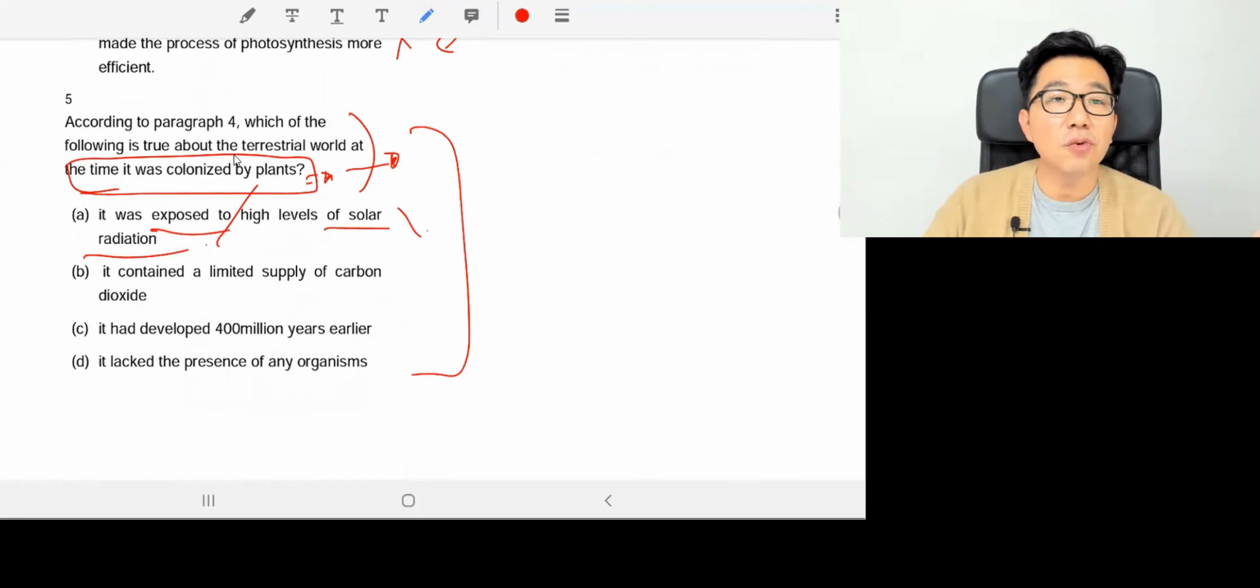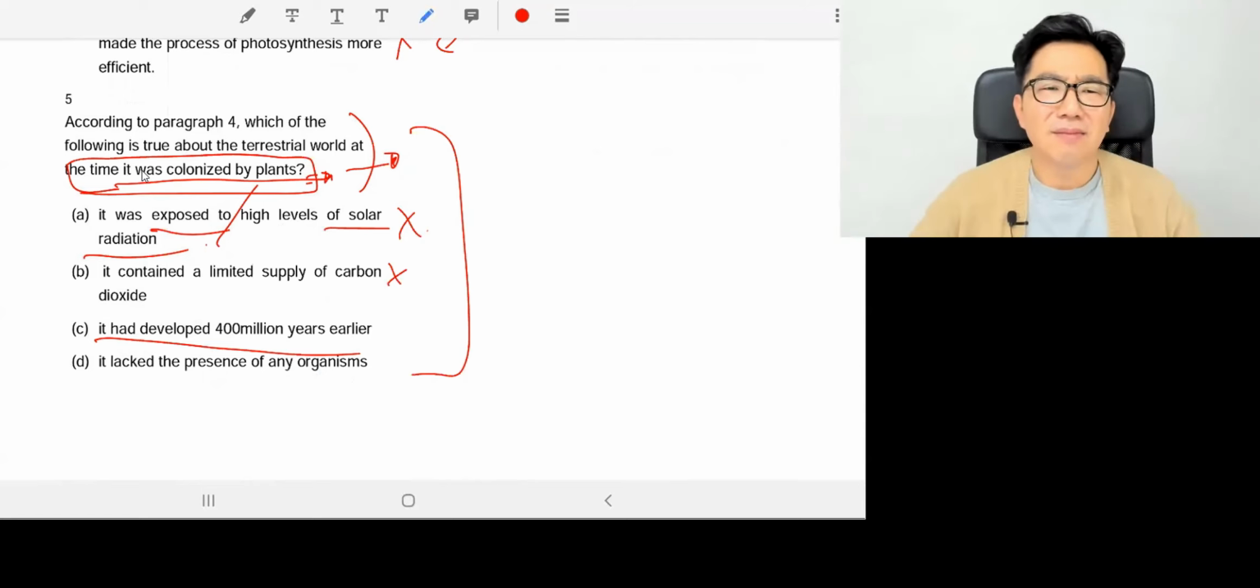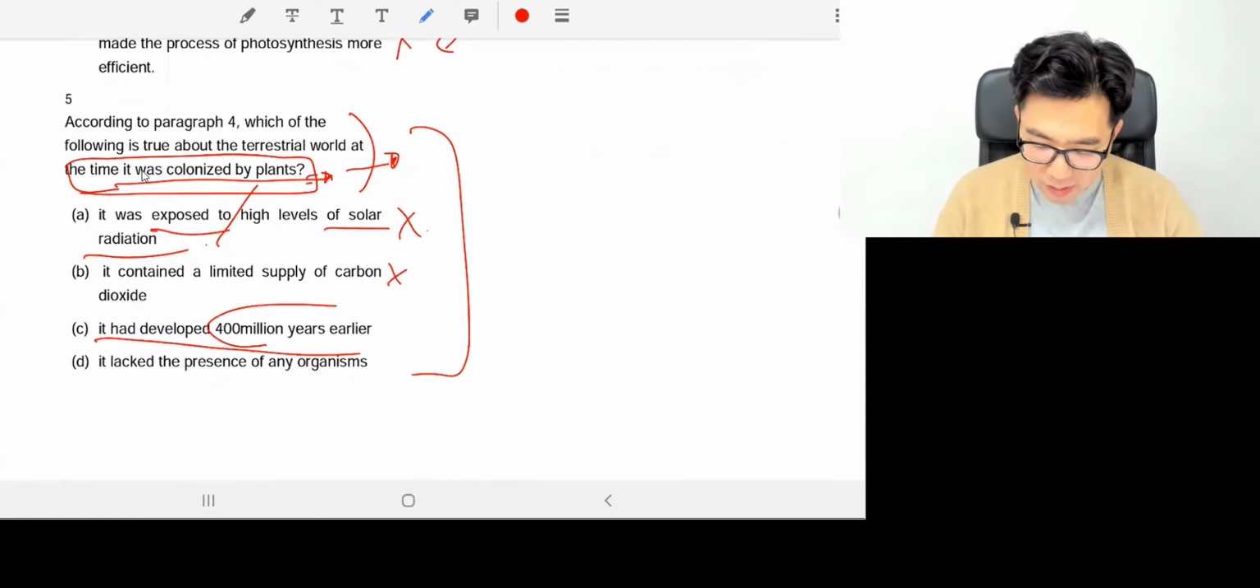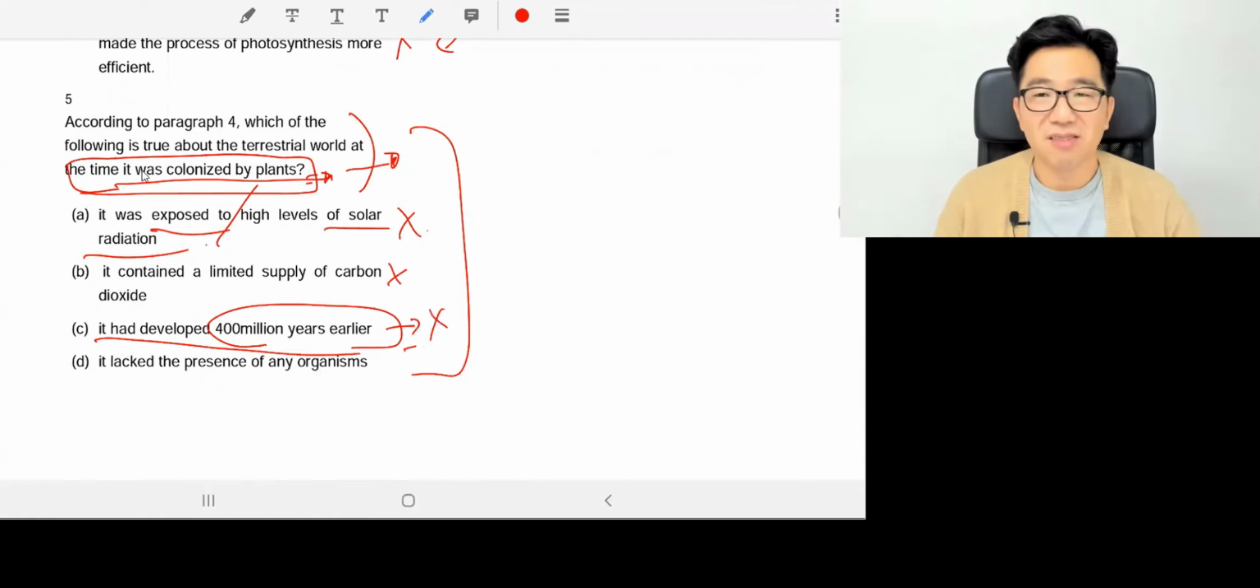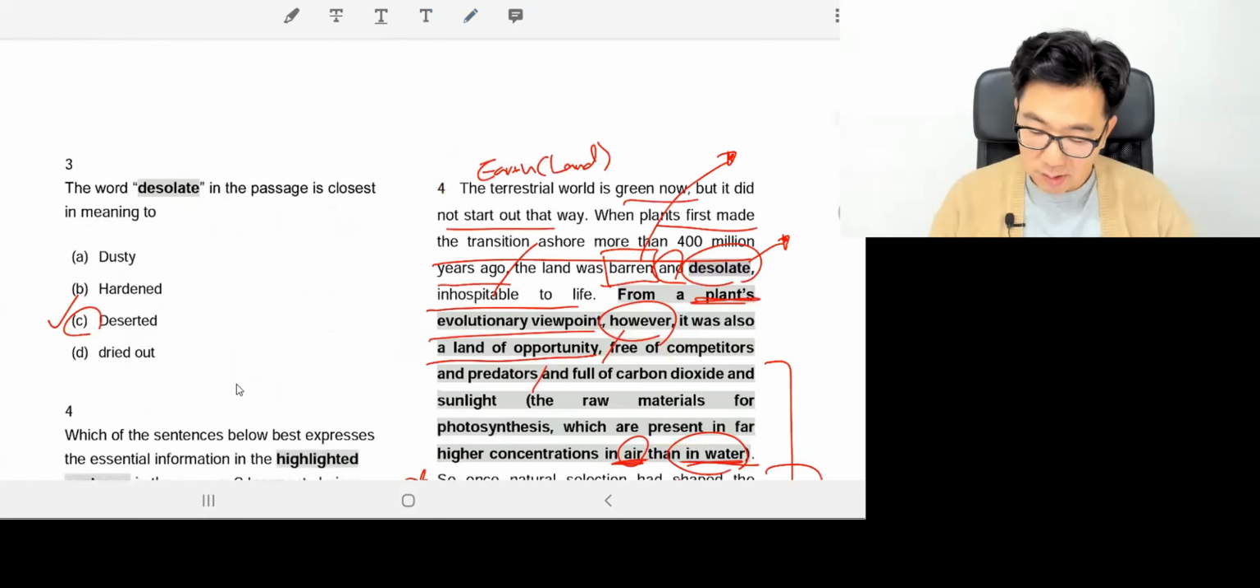Which of the following is true about the terrestrial world at the time it was colonized by plants? It was exposed to high levels of solar radiation. Irrelevant. It contained a limited supply of carbon dioxide, not mentioned this way. It had developed 400 million years earlier. Just not mentioned. I can't really comprehend this answer choice, to be honest. It lacked the presence of any organism. Yeah, it's true. So the answer comes from here.